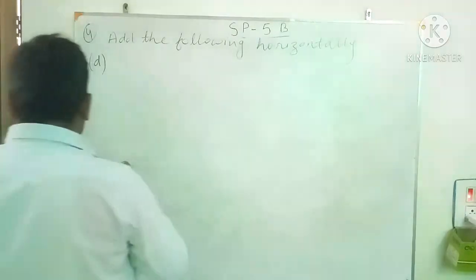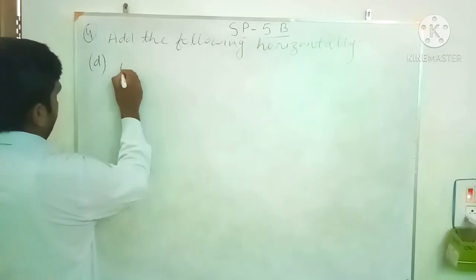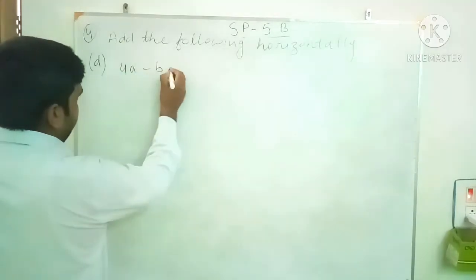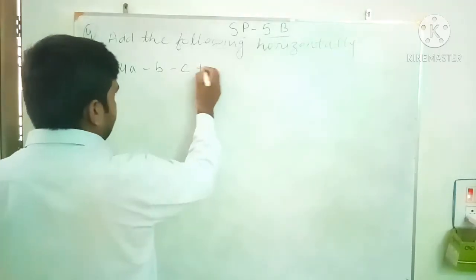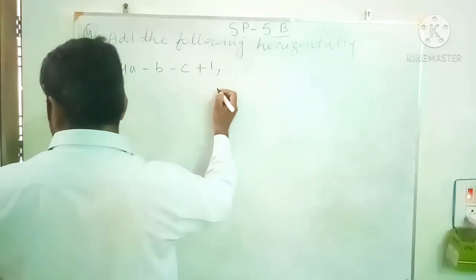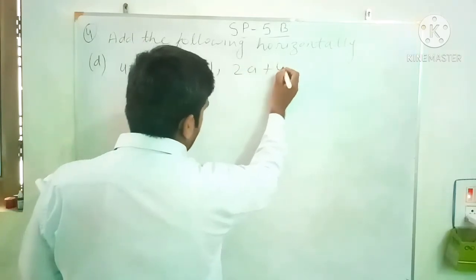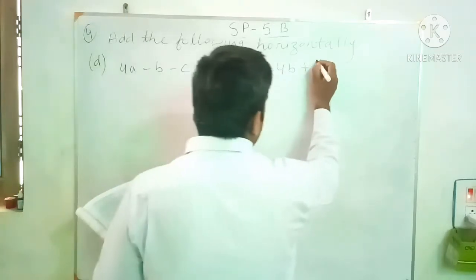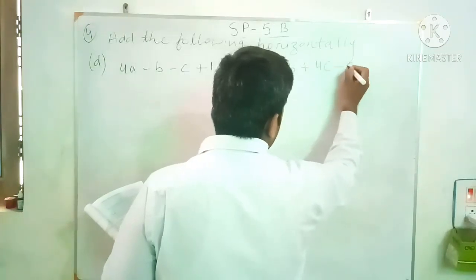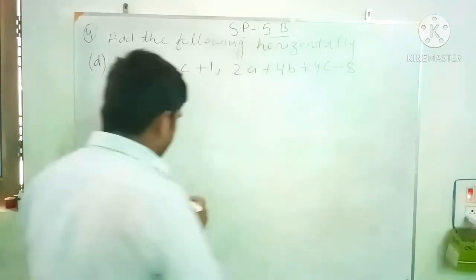See the fourth one, 4a minus b minus c plus 1 is the first polynomial. The second polynomial is 2a plus 4b plus 4c minus 8.